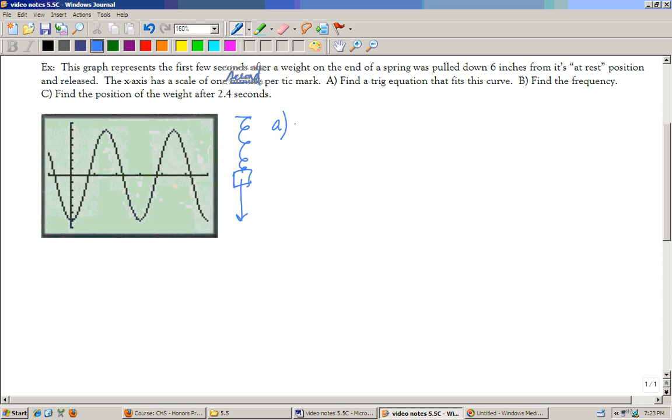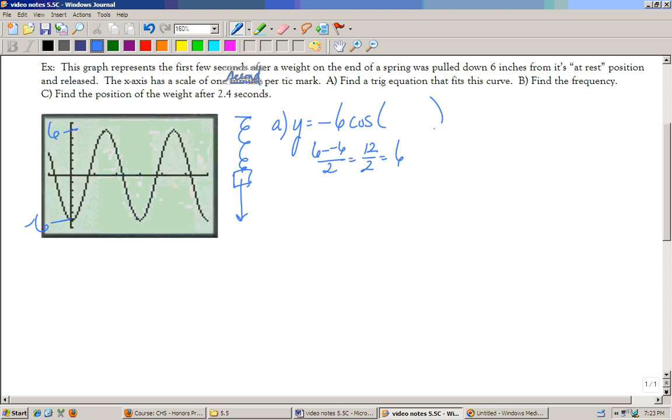This looks like an upside down cosine function, so I'm going to put negative cosine. Its min is at -6, and its max is at +6, so its amplitude is 6. Or you can do max minus min all over 2, and when you simplify that, it's still 6.